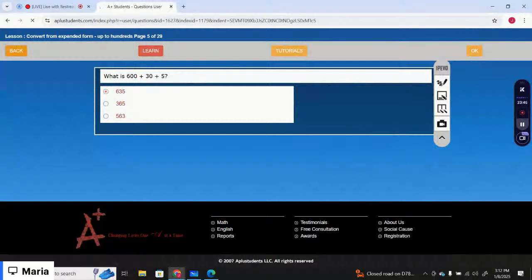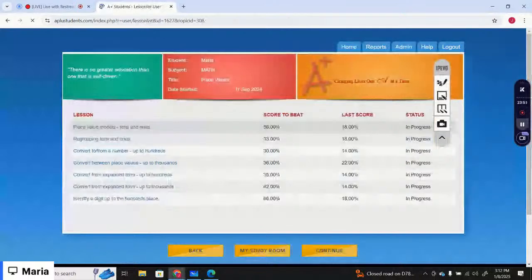Okay, you can complete the lesson by yourself later today. Let's just move on to the next lesson. The next lesson is convert from expanded form up to thousands.